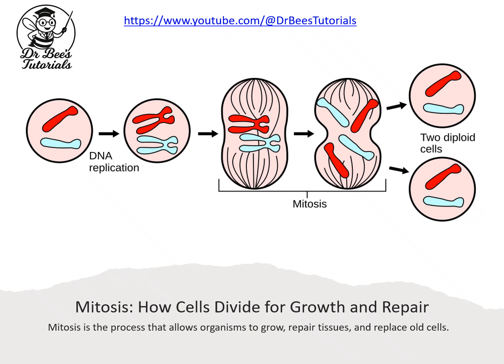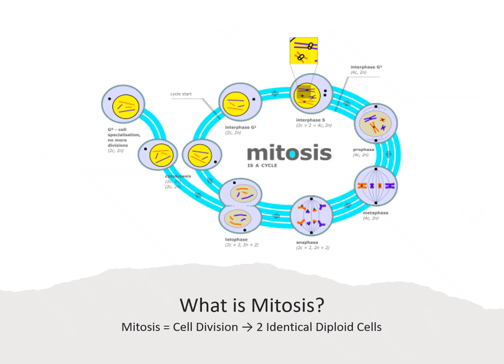Welcome to this tutorial on mitosis, the process that allows organisms to grow, repair tissues, and replace old cells. Mitosis is the division of a eukaryotic cell's nucleus that results in two genetically identical daughter cells.